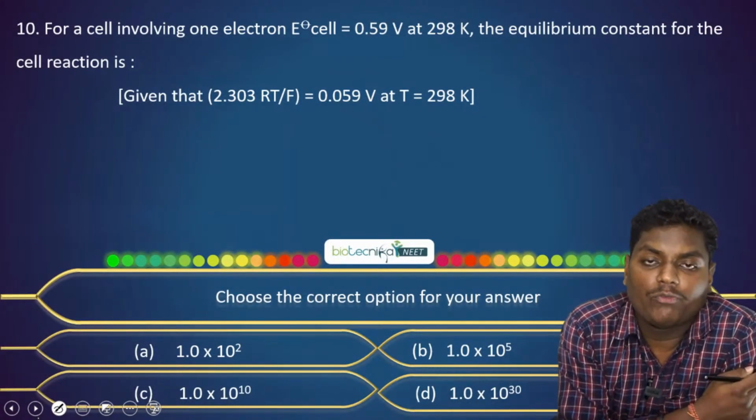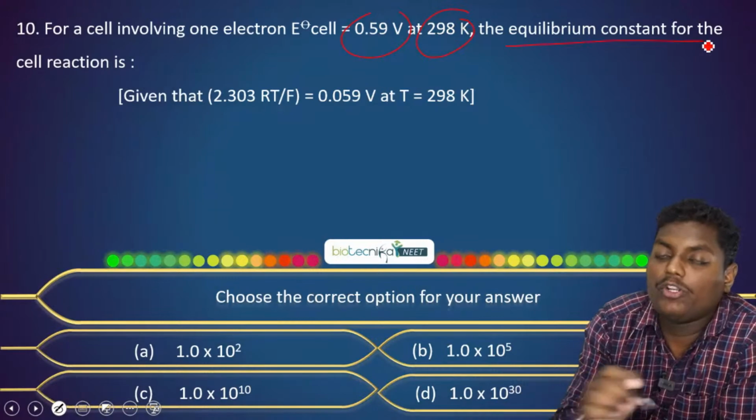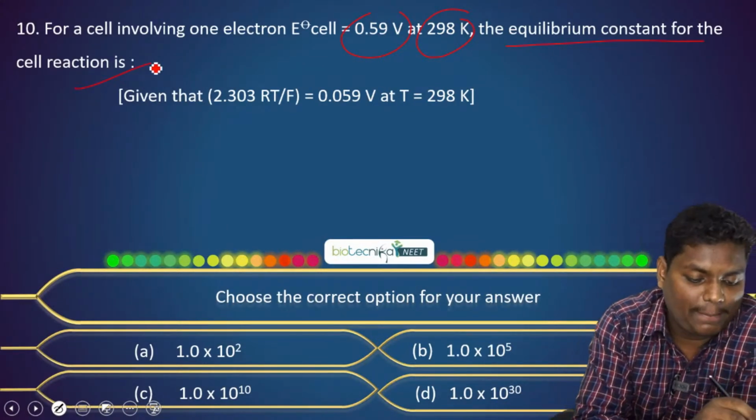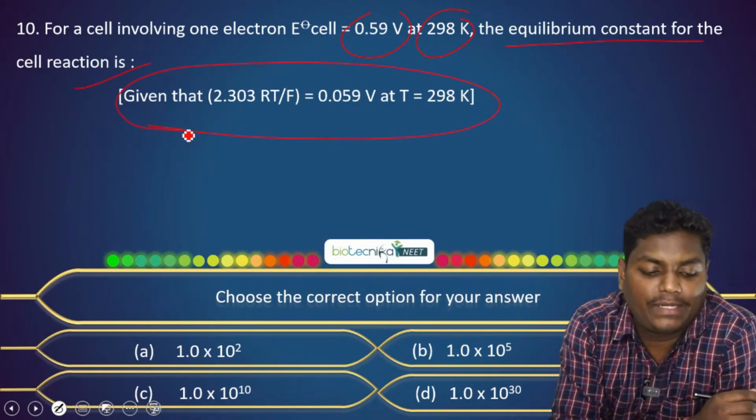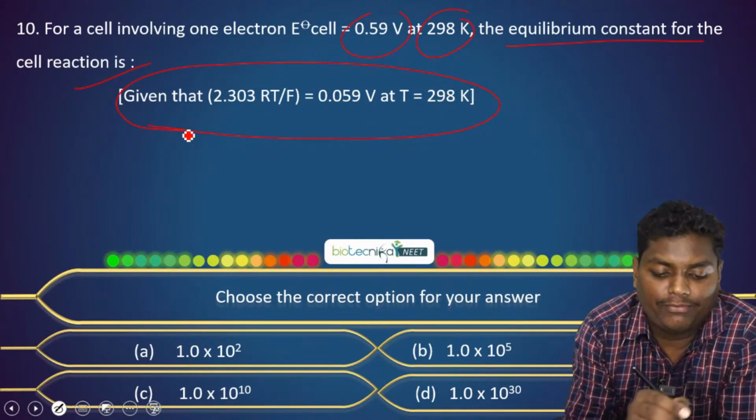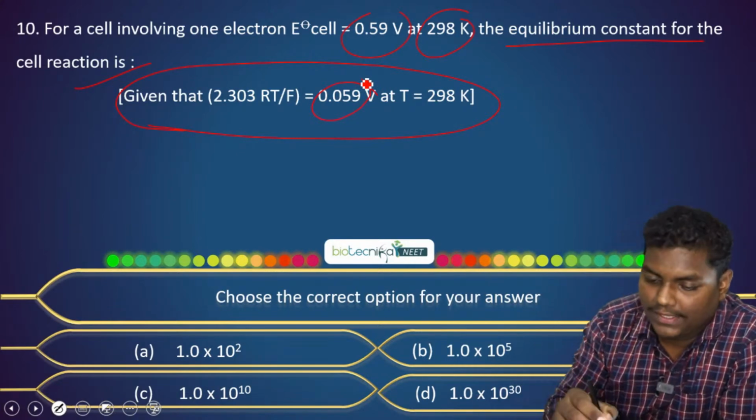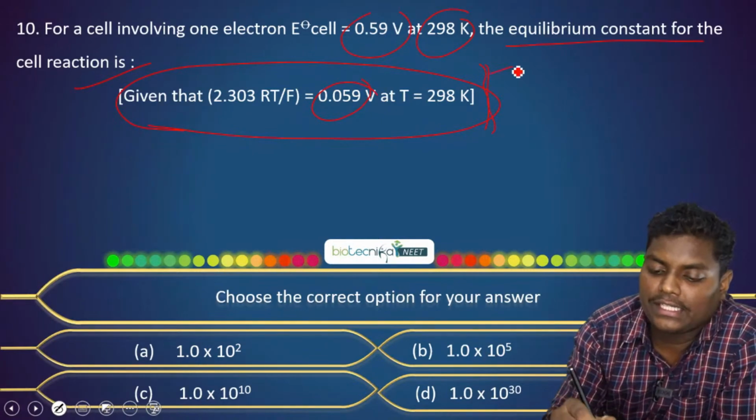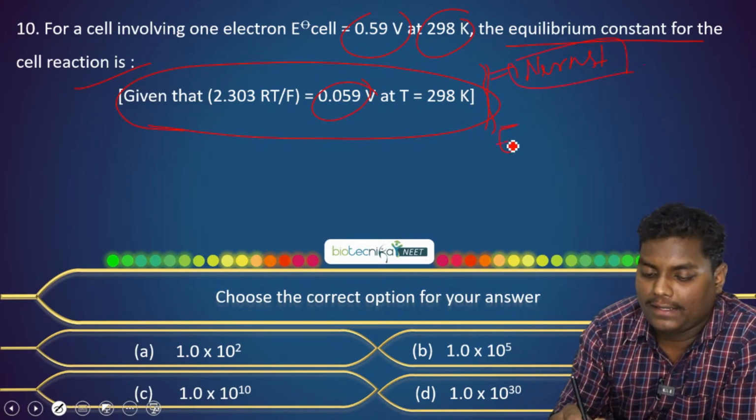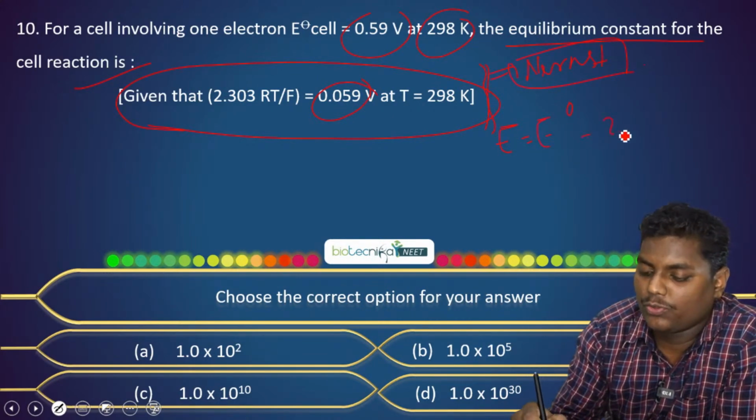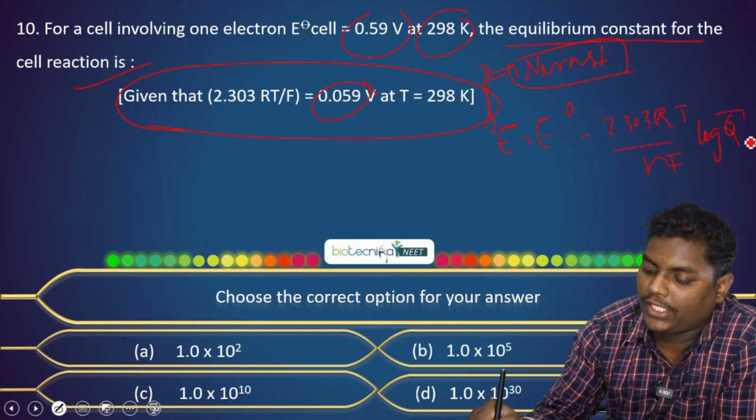For a cell involving one electron, the E0 cell is given as 0.59 volt at 298 Kelvin. The equilibrium constant for the cell reaction is... So you need to find the equilibrium constant for this. Some values are given for your convenience: 2.303 RT by F, you can take this to be 0.059 volt. Try solving this question. This is a very good question using the Nernst equation. I can give you this hint. You need to use the Nernst equation: E equals E0 minus 2.303 RT by nF log Q, where Q is the reaction quotient.